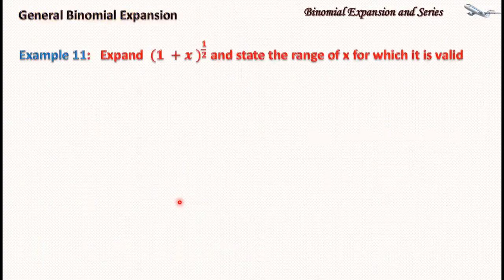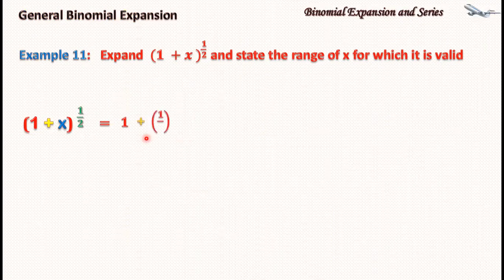So let's take an example. Example 11: expand (1 plus x) to the power a half and state the range of values of x for which this expansion is valid. So this one is direct. (1 plus x) to the power a half should just be equal to 1, the first term is 1. So now plus n, n is a half, so plus a half x plus a half into a half minus 1, that is minus a half, x squared, all that on 2.